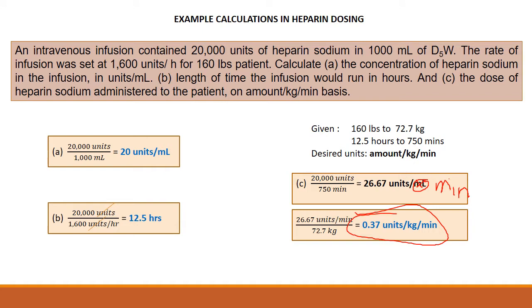Example calculations of our heparin dosing. The problem: an intravenous infusion contained 20,000 units of heparin sodium in 1,000 ml of D5W. The rate of infusion was set at 1,600 units per hour for a 160 pound patient. Calculate A, the concentration of heparin sodium in the infusion in units per ml. B, the length of time the infusion would run in hours. And C, the dose of heparin sodium administered to the patient on a units per kilogram per minute basis.